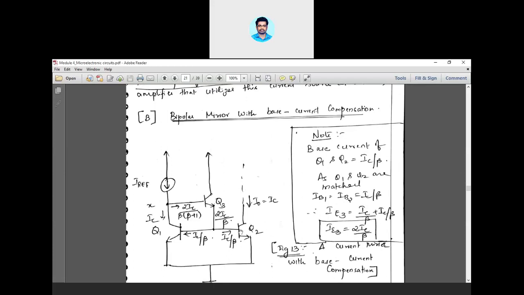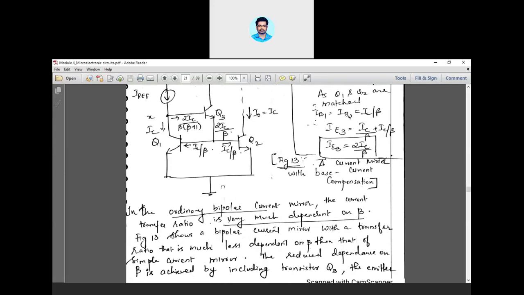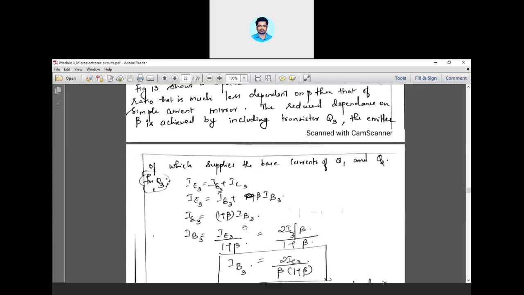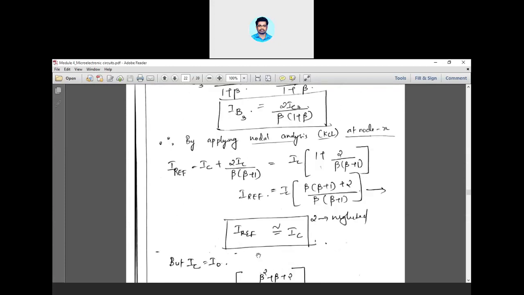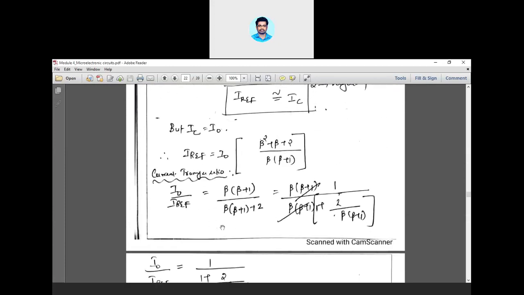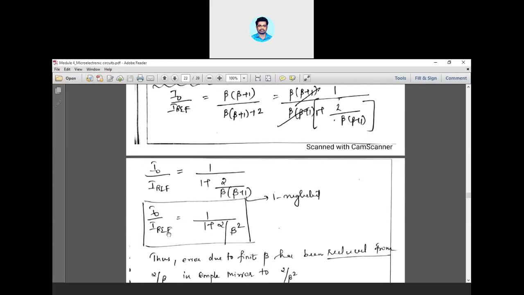By using simple bipolar transistors (BJTs), it was possible to derive an equation for the current transfer ratio I naught by I ref. So this was the equation for current transfer ratio: I naught by I ref is equal to 1 divided by 1 plus 2 by beta square. You know what beta is? Beta is the current gain of a transistor, which is very large, about 100.